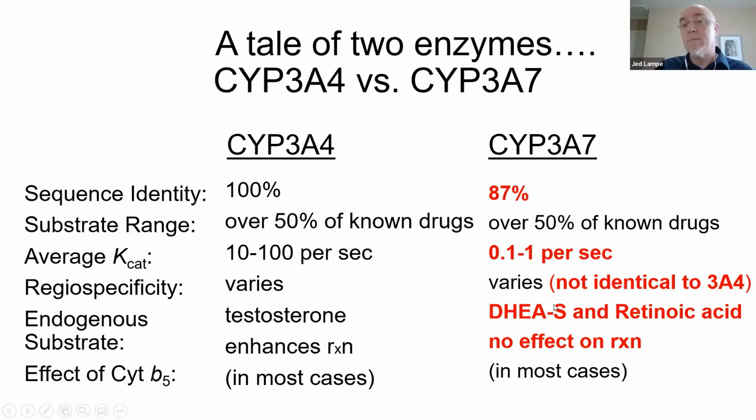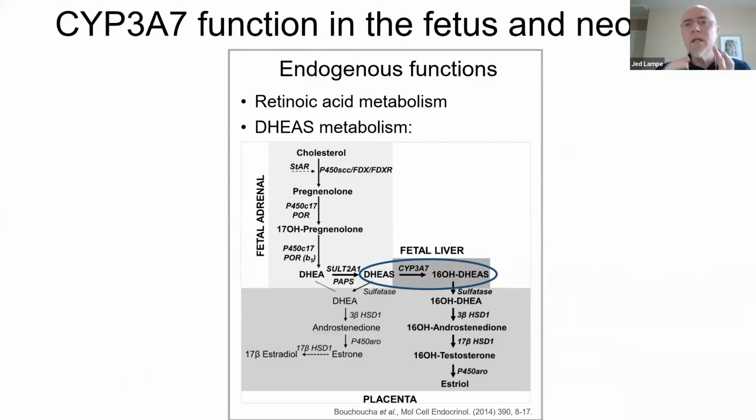In terms of endogenous substrate for CYP3A7, there's two important hormones that get oxidized by CYP3A7, dehydroepiandrosterone sulfate, which is the precursor to all the downstream steroids, both the androgens and estrogens, and also retinoic acid. So both of these compounds are really important for growth and development in the fetus and the neonate. And then finally, there's some ancillary effects with cytochrome b5. So this is another protein that's in the liver. It enhances the reaction in most cases for 3A4. It doesn't seem to have any effect on 3A7. So the enzymes are pretty different functionally. Now, a little bit more about what 3A7 is actually doing in the fetus and neonate.